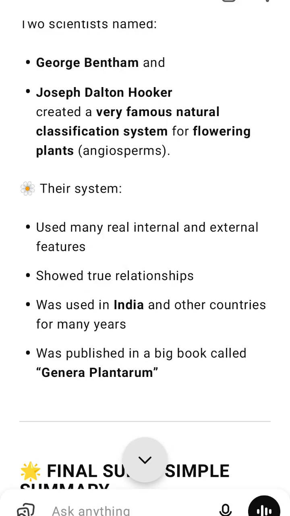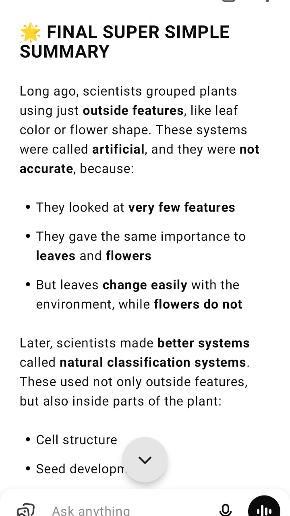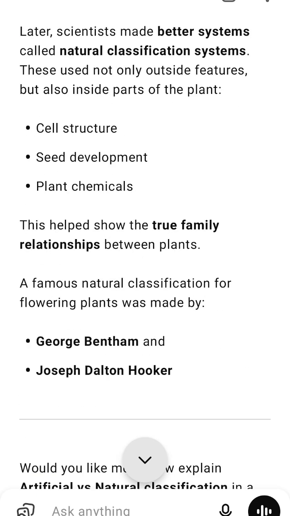Why better? These systems studied how plants really work and how they grow, not just how they look. They helped group plants that are truly related by evolution, not just appearance.